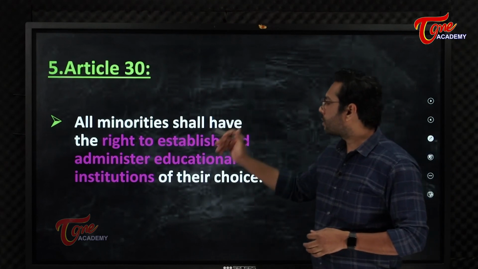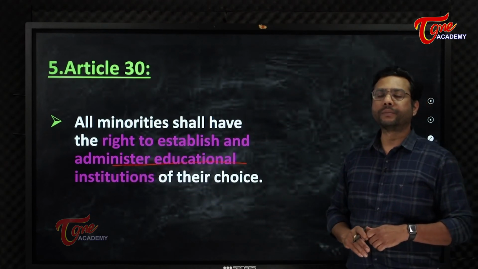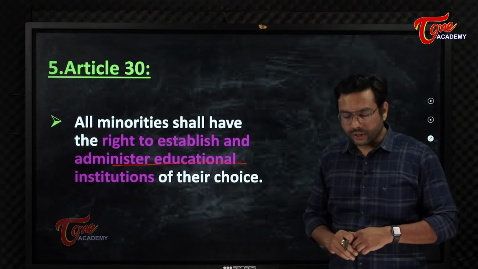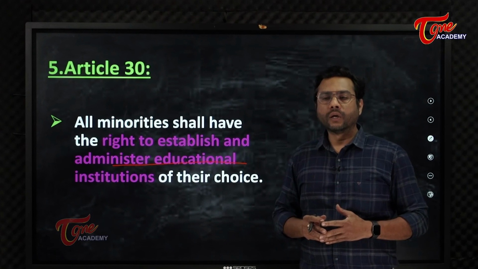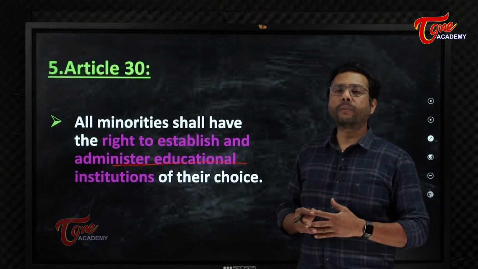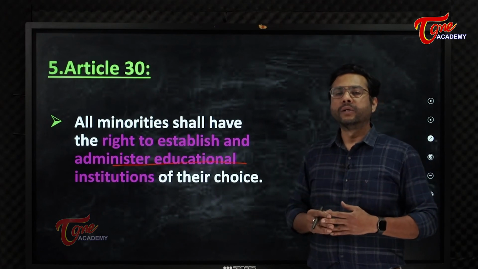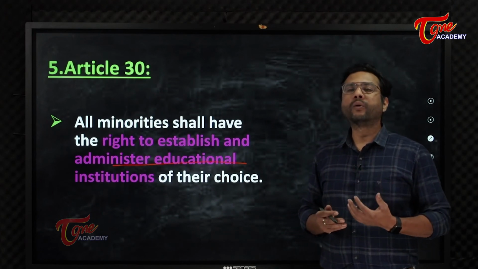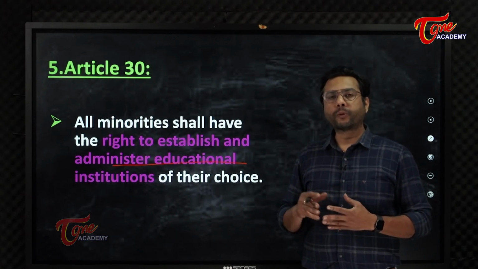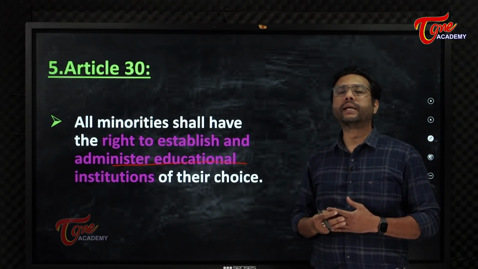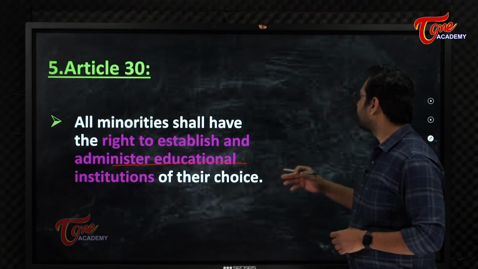So Article 30 talks about establishment of educational institutions of their choice. So they can also establish educational institutions. So this is a major thing which promotes welfare and development activities in terms of education. So in order to protect their own culture, identity, and to promote their education or to propagate the religious practices, they can establish such educational institutions.